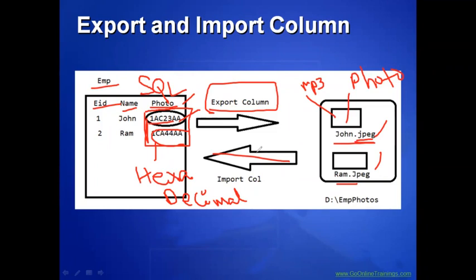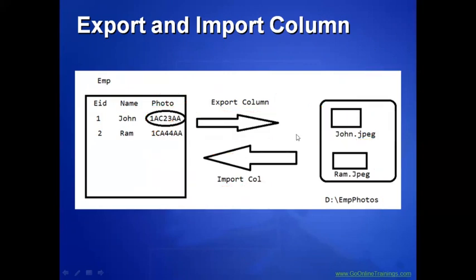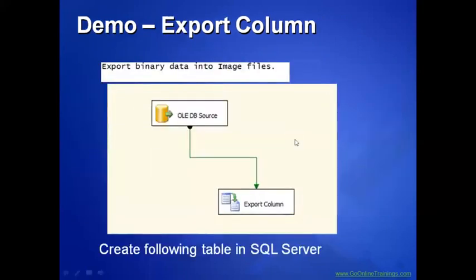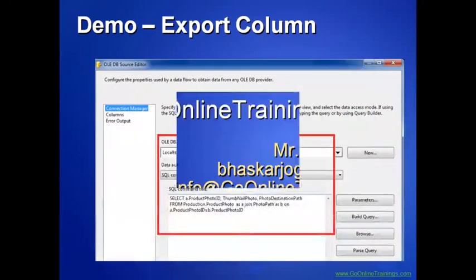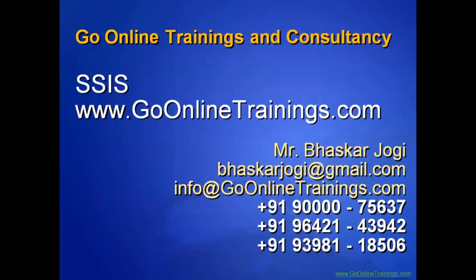If you have a lot of JPEG files and you wanted to load them back, you have to use what? Import column transformation. Hexadecimal to normal photos or hexadecimal to normal audio video files, and these files will be converted into hexadecimal numbers. Clear? Audio data, video data, photos data is called binary data or hexadecimal data. Okay, we'll do all the demos in tomorrow's class.